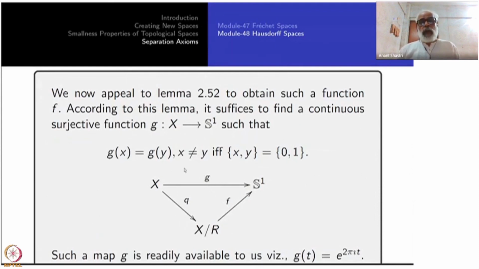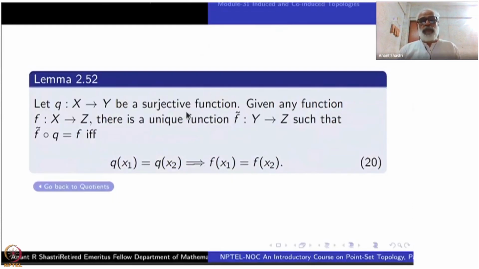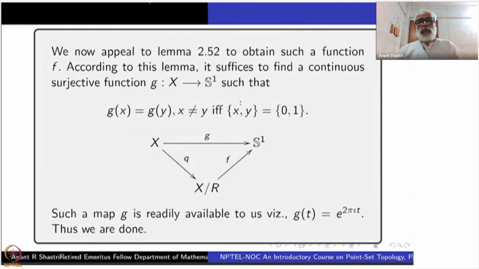But now to construct a function from X/R to S1, we appeal to this lemma which we proved long back. So what was this? When you have a quotient map X to Y, given any function f from X to Z, there is a unique function f twiddle from Y to Z, such that f twiddle composite Q is f if and only if this happens: whenever 2 points are identified by Q, the same thing should happen to the function that you are interested in. That should also identify those 2 points. This is the condition. Of course, now our notations are slightly different.